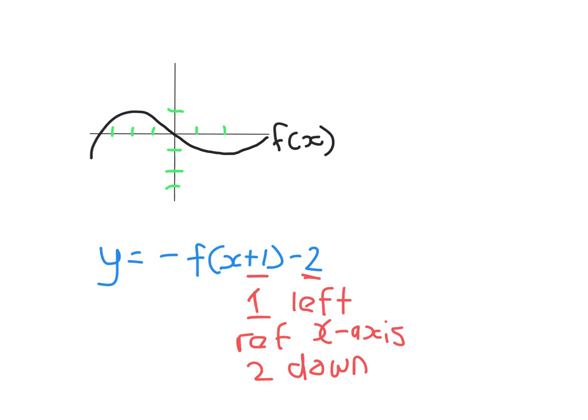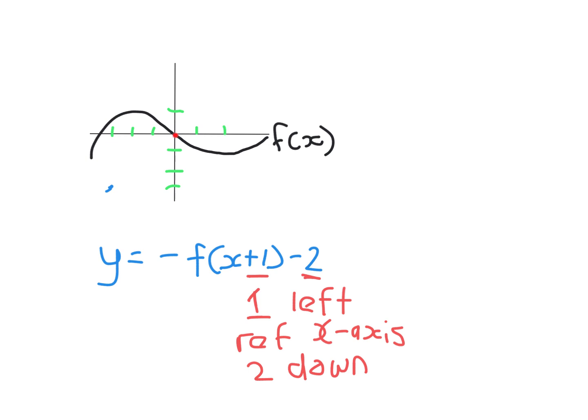Of course, I don't want to do it with every single point. There's infinitely many of them. So let's look at some distinctive points perhaps. Let's look at this point here, which is a turning point. What I'm going to do is move this 1 to the left. Then I'm going to reflect it about the x-axis. So it's going to be down here. And then I'm going to go 2 down. So it's going to end up down here. So that's where this turning point goes.